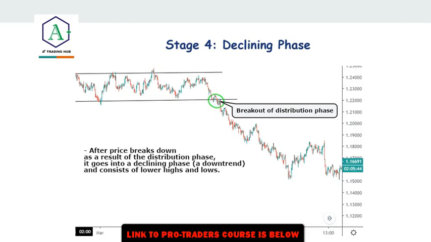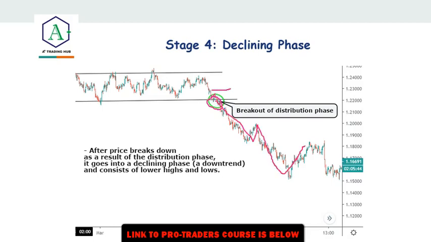After the long consolidation of the distribution phase, this is the distribution phase here. Price broke down and started a declining phase. The best time for you to sell the breakout is from here. When you see the breakout and retest, you sell. Then your stop loss will be at least 50 pips away from the signal candle while you join the trend down.